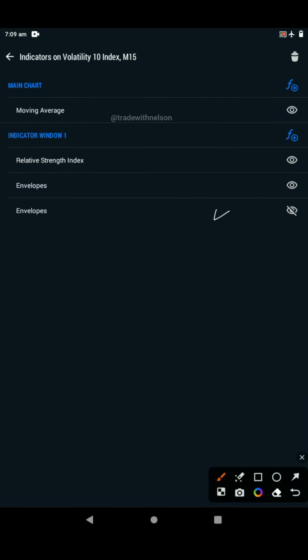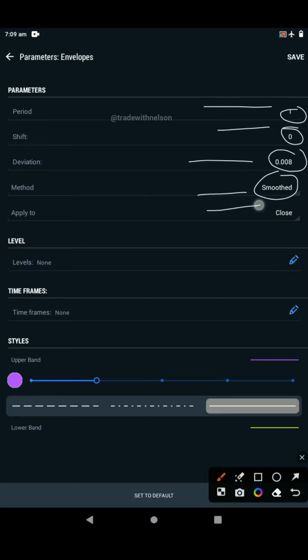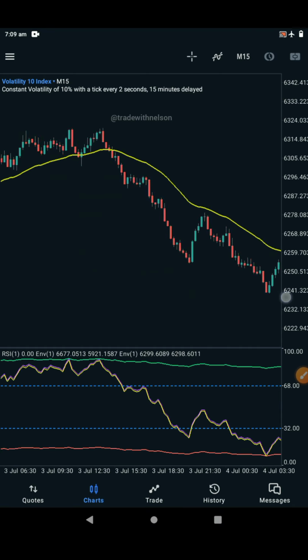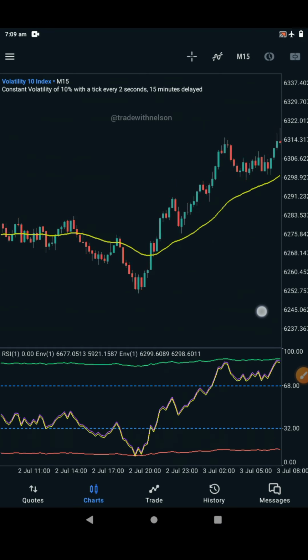And for the last envelopes, click on the F icon on the indicators window 1 again and search for envelopes. Make the period to be 1, shift to be 0, deviation to be 0.008, method smoothed, apply to close. For the styles, make it color of your choice, pixel of your choice. After that, you click on save. So if you follow my settings correctly, your chart will look exactly as what you see over here.